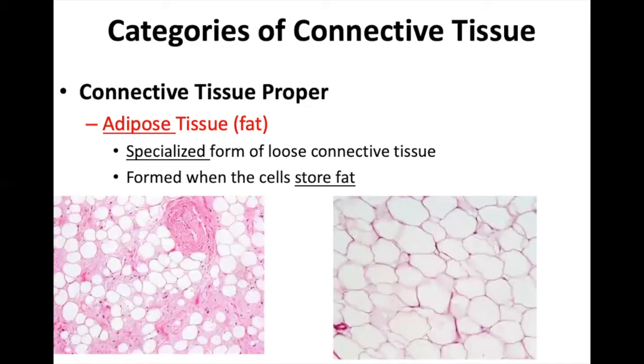Another kind of regular plain connective tissue is adipose. That's a vocab word. That's just a very fancy word for your fat. I wrote that this is a specialized form of loose connective tissue. Don't get that confused with specialized connective tissue. That's a different category altogether. But adipose is technically loose connective tissue, but it's a very specific job. It is going to be storing your fat. It's going to be storing your extra stuff.